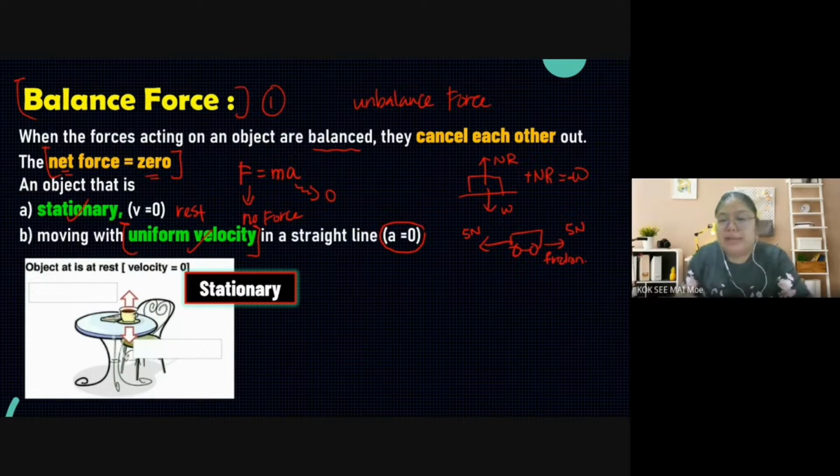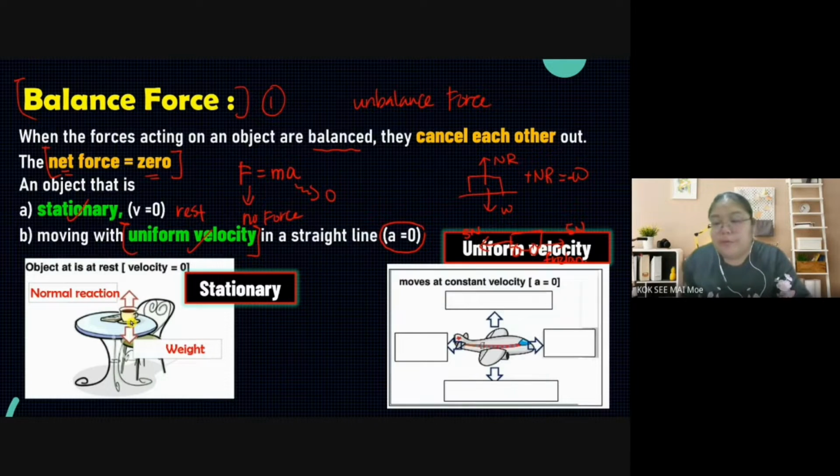Okay, example, stationary. The object is stationary on the table. So now we have two forces acting on this object. The first one, up, is the normal reaction. After that, another one is the weight. Okay, then the object is moving. The plane is moving. So the keyword is constant velocity. Moving, we must include front and behind. If the object is at rest, we only have up and down. If they're moving, up, down, left, right.